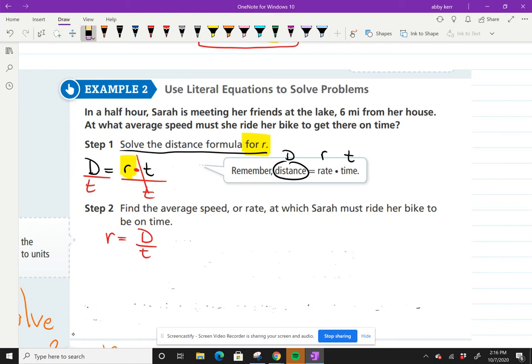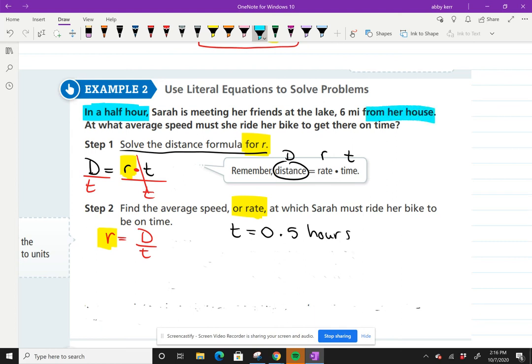So this is going to be very useful in the actual problem. It says find the average speed or rate. Notice we're trying to find the rate at which Sarah must ride her bike. So there's key information here. It says in a half hour, so we know our time is 0.5 hours. We also know that the distance is 6 miles from her house. MI stands for miles.